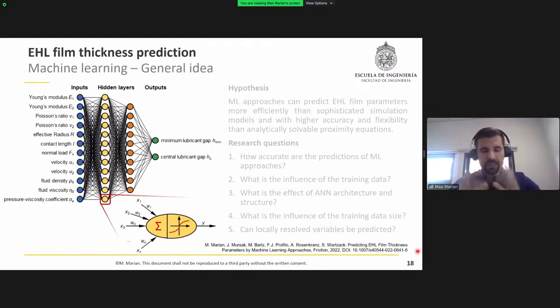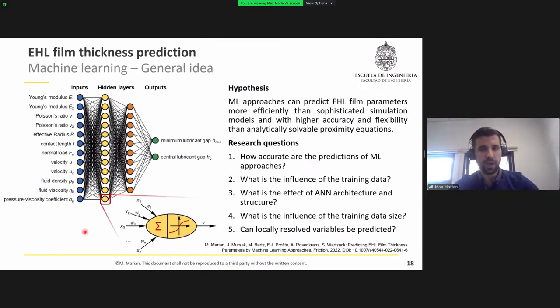So let's come back to the topic. Basically, our general idea of what I want to present in the following was to train machine learning approaches to predict lubricant film parameters in EHL contexts as a function of standard input variables, as is also accomplished by the well-known proximity equations. And in this context, the work was based on the hypothesis that ML approaches can predict relevant EHL film parameters, such as, for example, the central film thickness or the minimum lubricant gap in 2D line and 3D circular point contacts more efficiently than sophisticated simulation models, and with higher accuracy and flexibility than the well-known proximity equations based upon the non-dimensional groups.